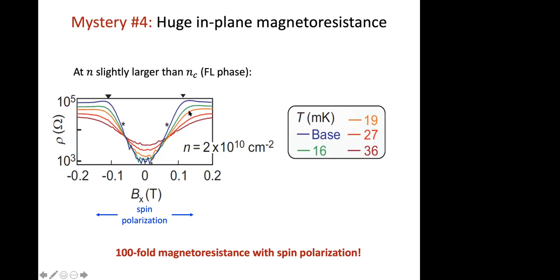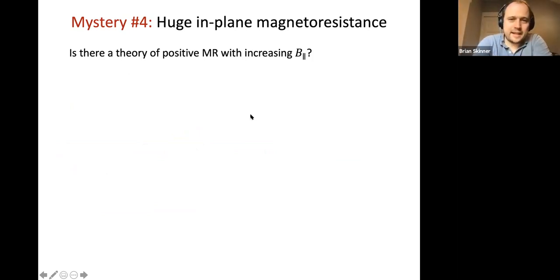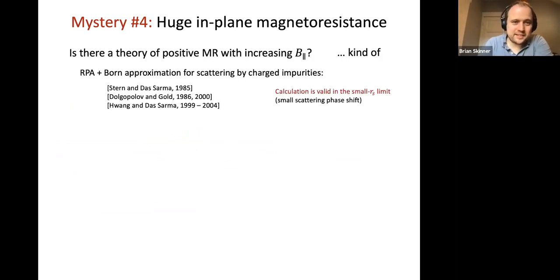Right, so the question is, does a theory exist that would explain an effect that looks like this? And the answer is sort of there is. The obvious calculation is you just do the standard random phase approximation plus Born approximation for scattering, and that's been done. The Born approximation is always valid only when you have a small scattering phase shift. If you assume that the scatterers are charged impurities, you'll find that the Born approximation is valid only when RS is small. We're operating up at RS equals 30, so it's not obvious that it should be valid.